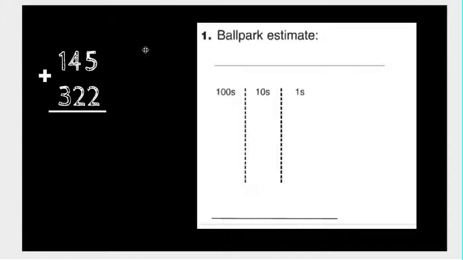Alright, here's a look at our first problem. 145 plus 322. The first thing we're going to do, and we should get in the habit of doing this because it's a good mathematician move, is to roughly get a ballpark estimate about what our answer should be about.